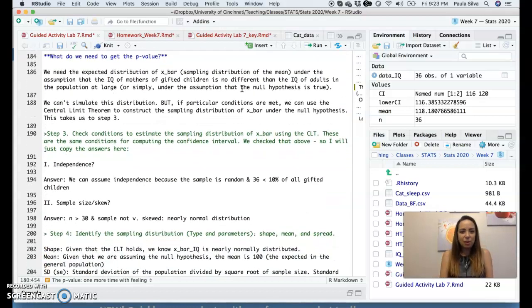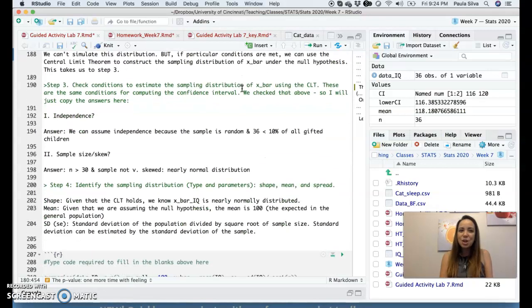So what do we need to get the p-value? Well, we need the expected distribution of x bar, the expected distribution of mean IQ, the sampling distribution of the mean, under the assumption that the IQ of mothers of gifted children is no different than the IQ of adults in the population at large, or simply under the assumption that the null hypothesis is true. Now, we can't simulate the distribution the same way that we did for the gender bias study. But if particular conditions are met, we can use the central limit theorem to construct that sampling distribution of x bar under the null hypothesis. This takes us to step 3.